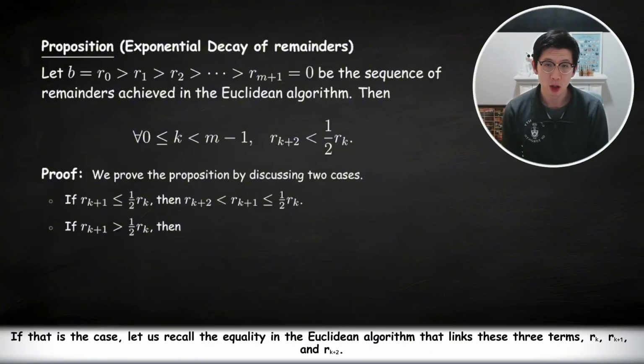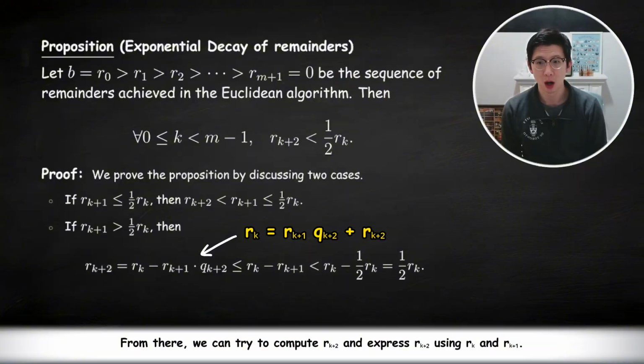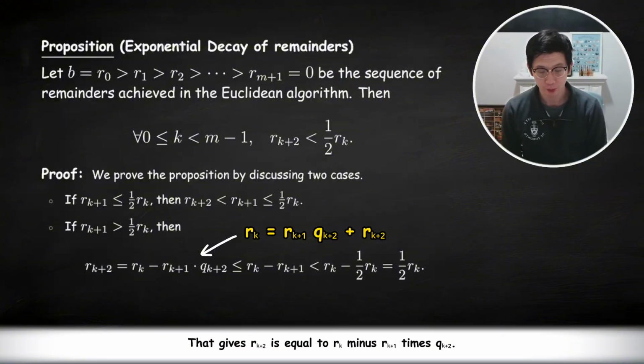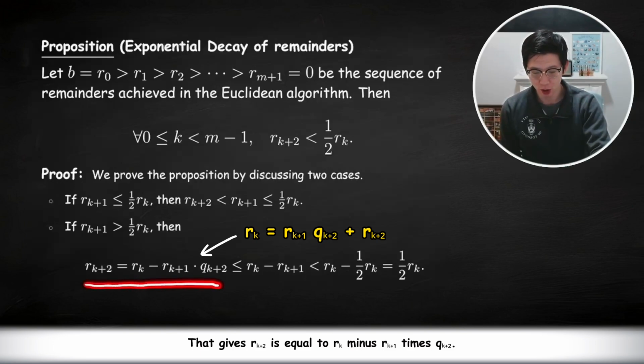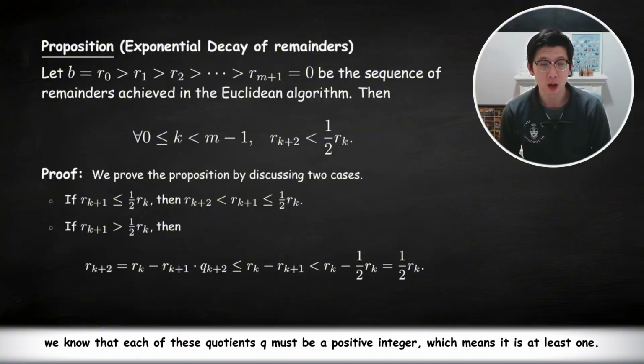If that is the case, let us recall the equality in the Euclidean algorithm that links these 3 terms, r_k, r_{k+1}, and r_{k+2}. From there, we can express r_{k+2} using r_k and r_{k+1}. That gives r_{k+2} is equal to r_k minus r_{k+1} times q_{k+2}. But since our sequence of remainders keeps decaying, we know that all these quotients q must be positive integers, which means each is at least 1.